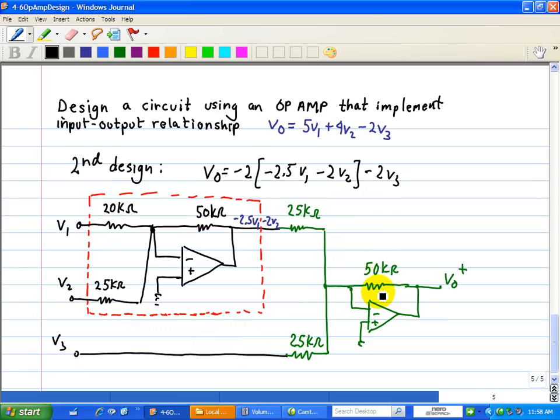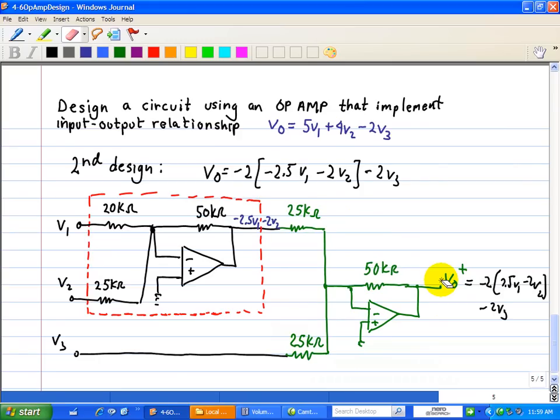So our output coming out of here is 2.5 V1 minus 2 V2 minus 2 V3 when you add these two inputs right here. So here we have the minus 2 V3 for this input leg, and then minus 2 times (2.5 V1 minus 2 V2) for this leg right here.